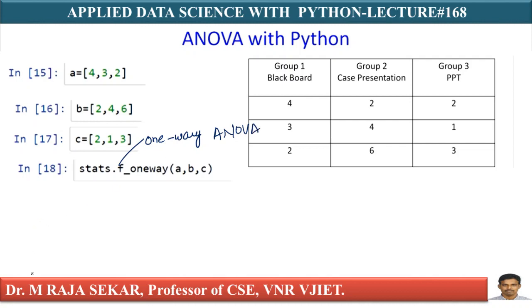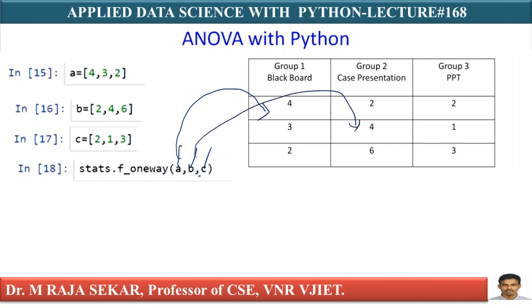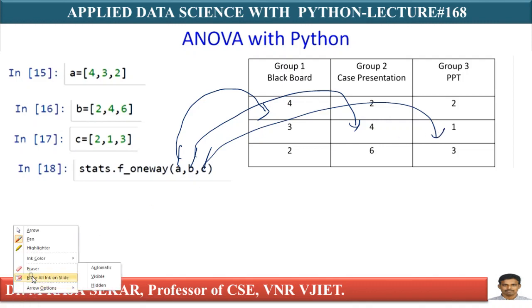Now, what are the parameters, or what are the arguments? A, B, C. What is my A? First population or first sample. What is my B? Second one. What is my C? Third one. Just if we execute this, what will it return?